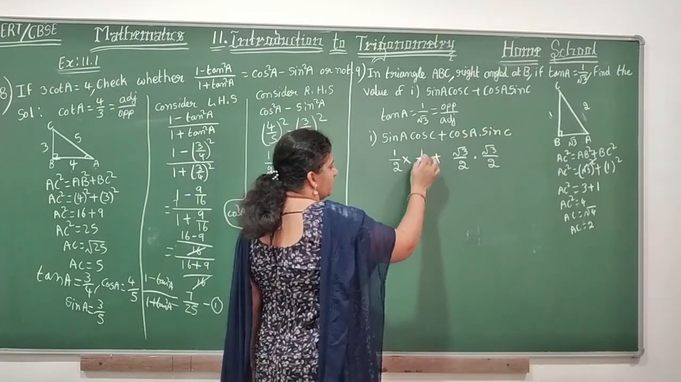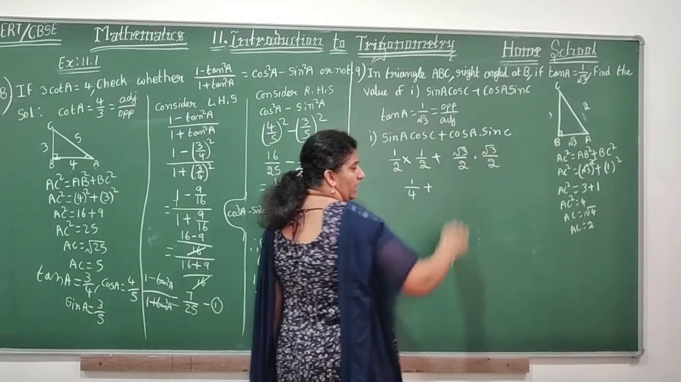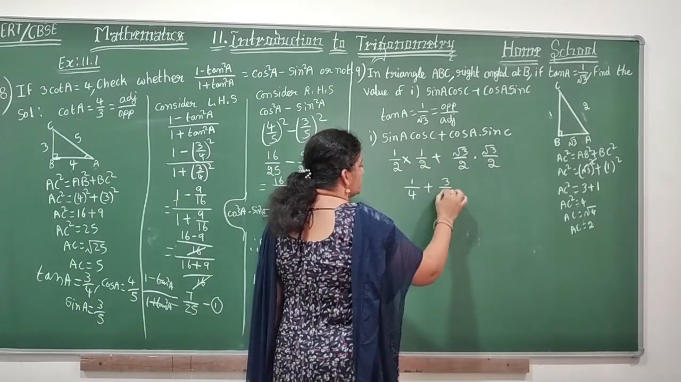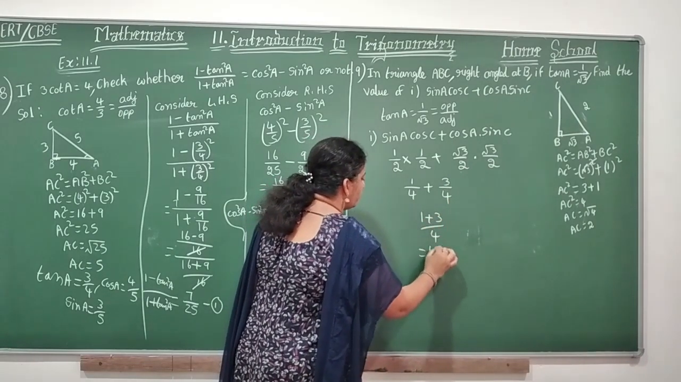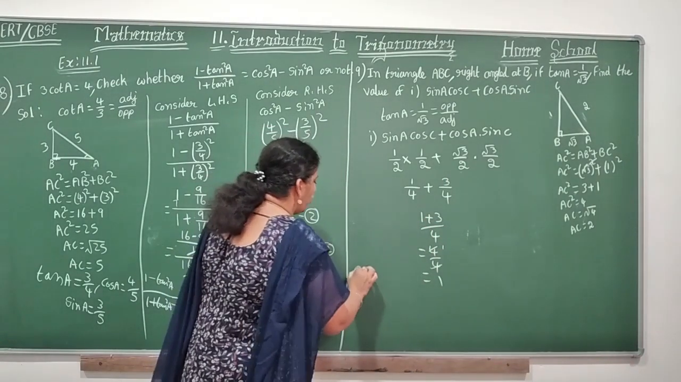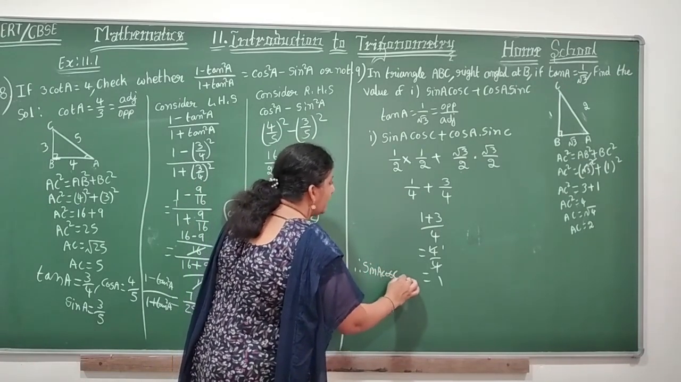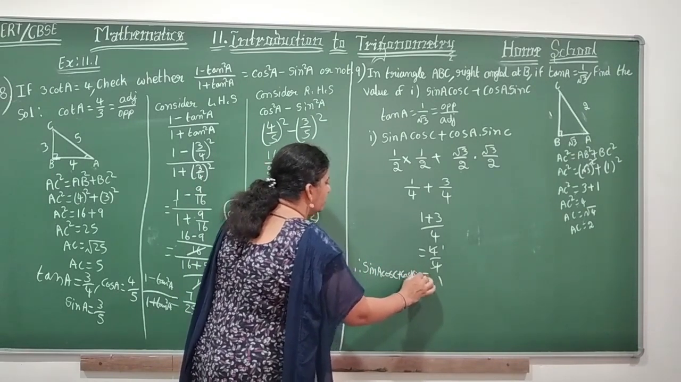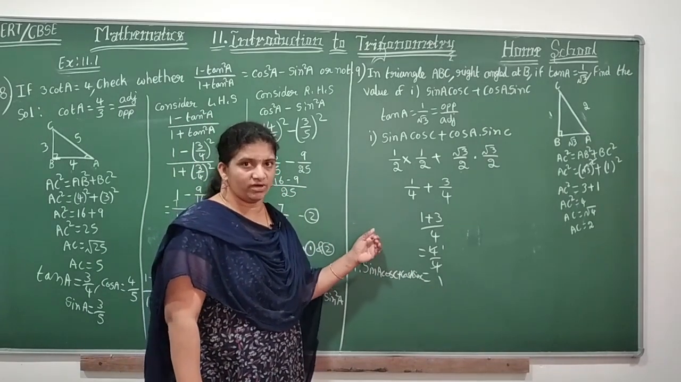Multiply this, children. 1 ones are 1, 2 twos are 4. Plus root 3 into root 3, root 3 whole square. That will be 3 by 2 twos are 4. Do LCM here. 1 plus 3 by 4, 4 by 4. That will be 1. Therefore, question plus answer compulsory. Sin A cos C plus cos A sin C is equal to 1. So, your second sub question is homework for today.